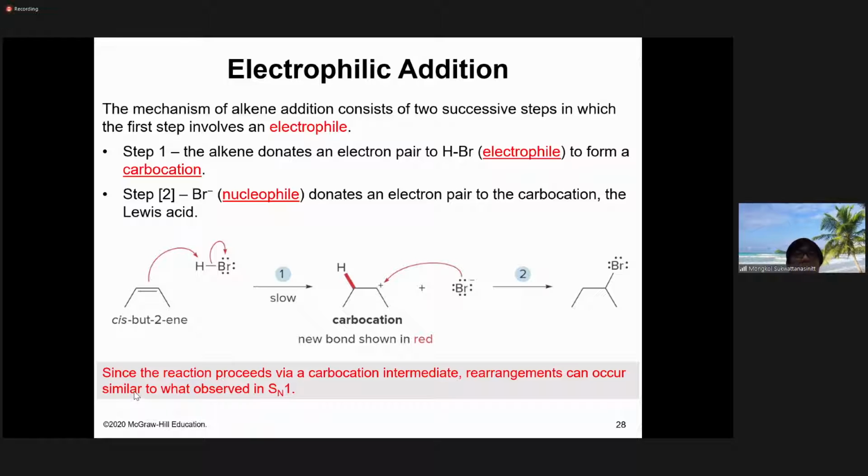Okay, one important thing about this reaction is similar to the reaction you learned before: whenever you have a carbocation intermediate, you have to be careful about the rearrangement reaction. Do you know rearrangement reactions? Have you learned about rearrangement?